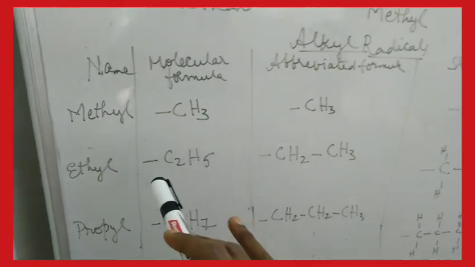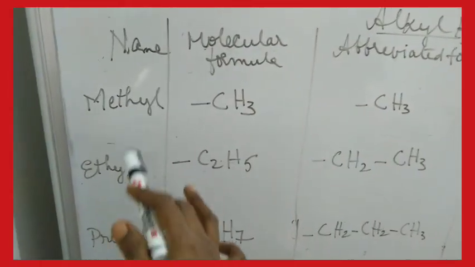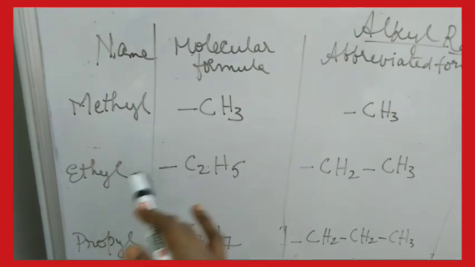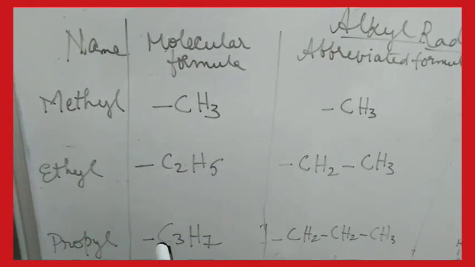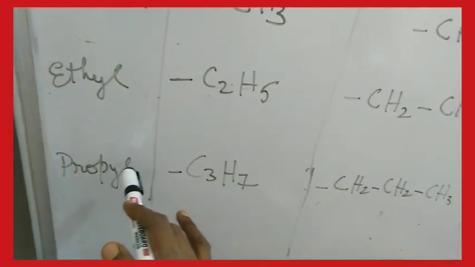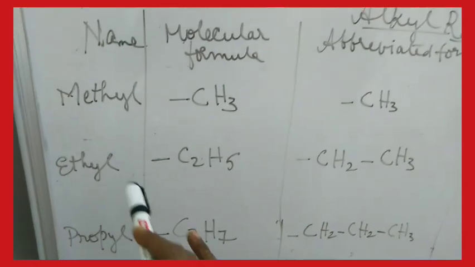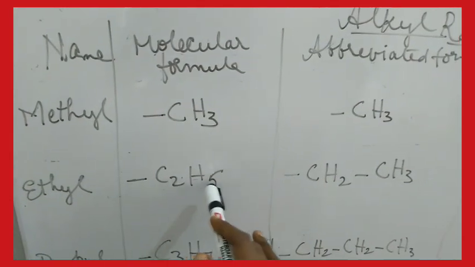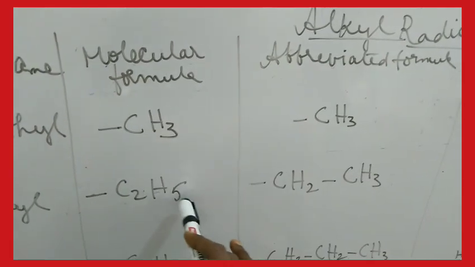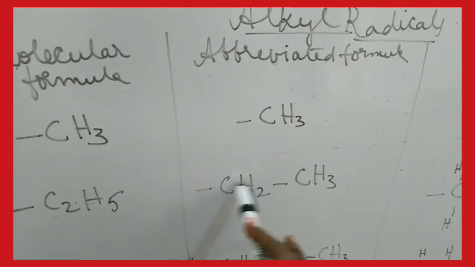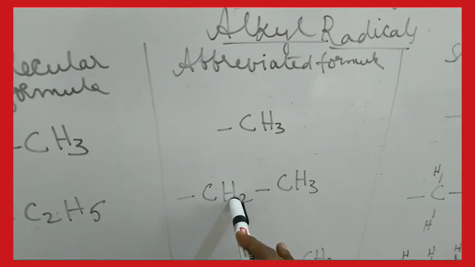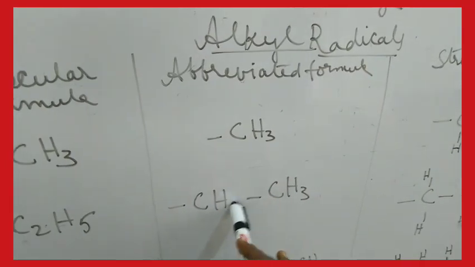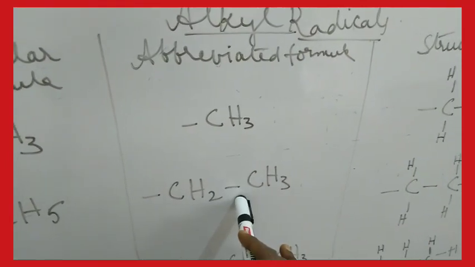Okay. Now coming to the second one, ethyl. See, meth means a single carbon will be there. Eth means 2 carbons will be there. Then we have prop. Propyl means 3 carbon atoms will be there. Ethyl, C2H5, that means 2 carbon atoms bonded with the hydrogen atoms like this: CH2, CH3. They are bonded with a single bond.